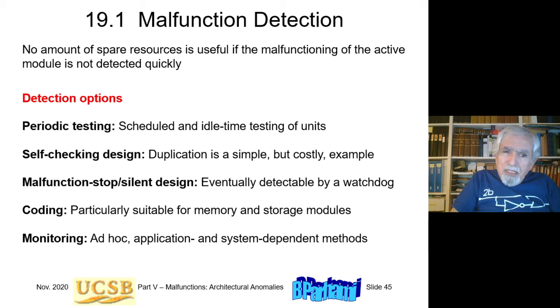So remember, in all of these schemes that we have discussed so far, malfunction detection comes with some delay. So if you do periodic testing, depending on the period, you don't detect the malfunction right away. Okay, you have to wait until the next testing phase until detecting the malfunction. If you have a malfunction stop arrangement, then you may not detect the malfunction right away, but you will eventually detect.